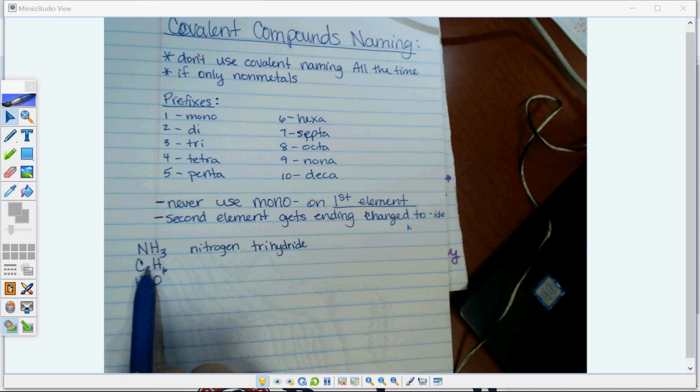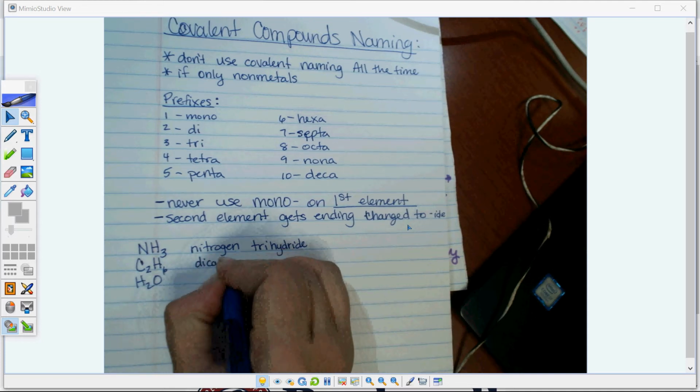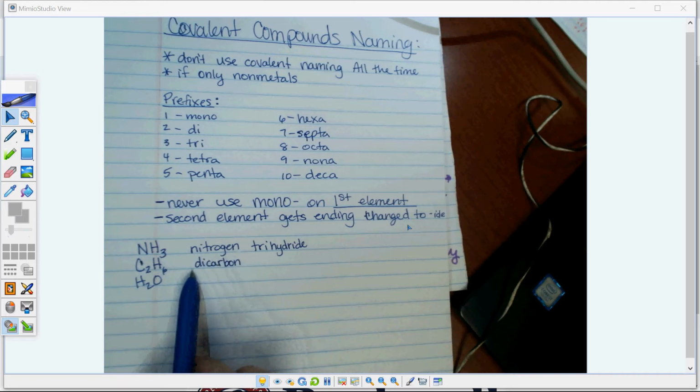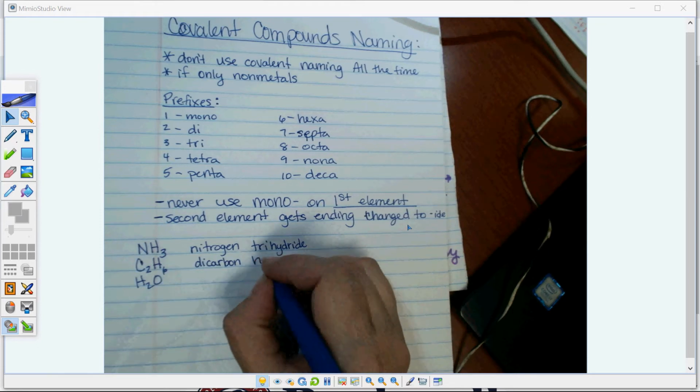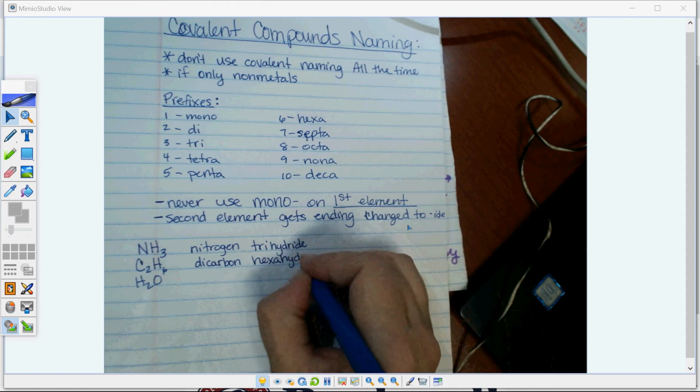This guy, C2H6, is carbon, but there's 2 of them, so I do use the prefix for 2. I just wouldn't use the prefix if this was a 1. So I say dicarbon. You don't change anything about the first element's name. You just write it as it is with a prefix as necessary. And then for the second one, since this is a 6, I'm going to say hexa, and then hydride.